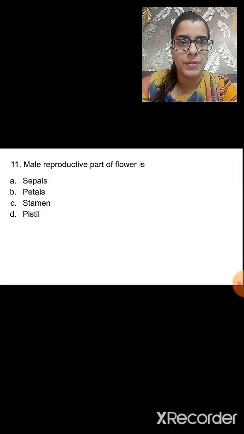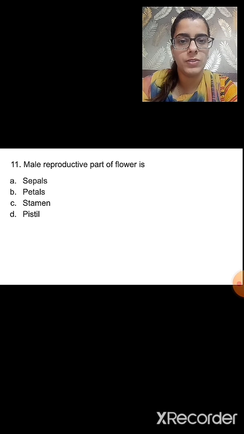So in our previous session we have solved till the 10th question. Today we will continue from the 11th question. 11th question is male reproductive part of flower is. So you have to tell which is the male reproductive part of the flower.